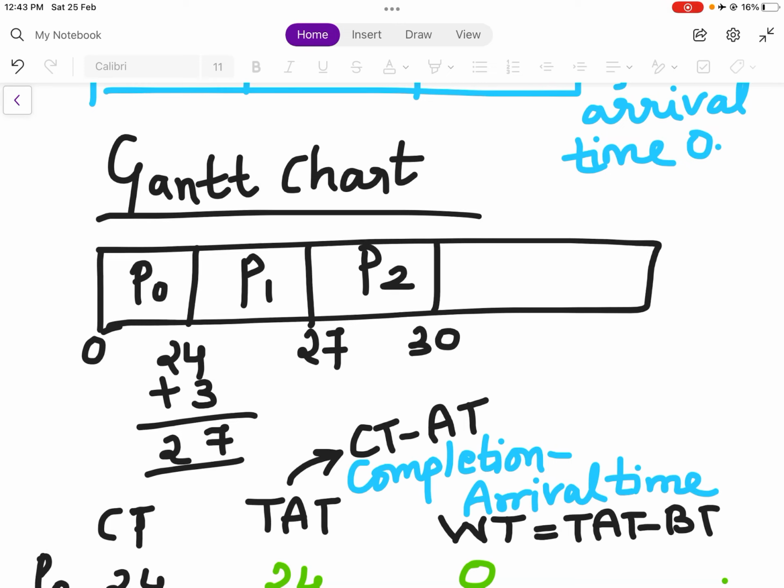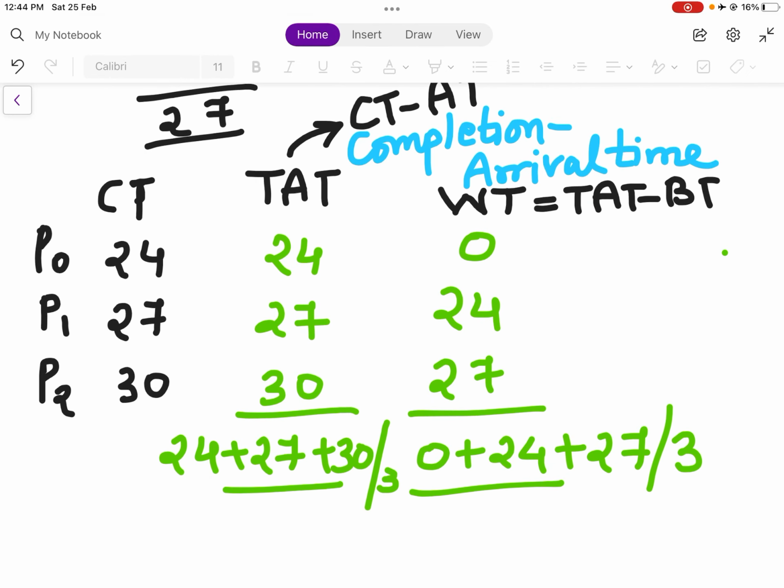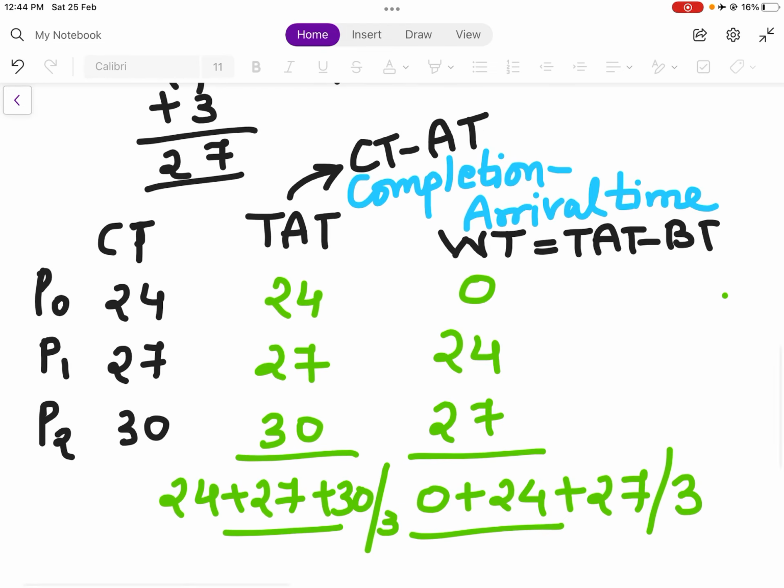For P1 it takes 3 unit time for the process to complete. So 24 plus 3 is 27. For P2 it will again take 3. So 27 plus 3 is 30. So you get the completion time from the Gantt chart. So turnaround time is nothing but completion minus arrival, and waiting time is turnaround time minus the burst time.